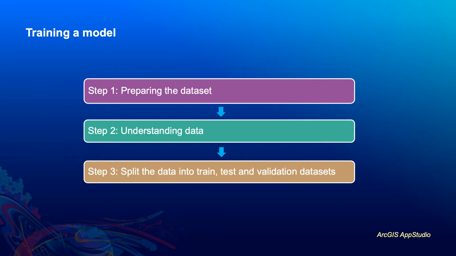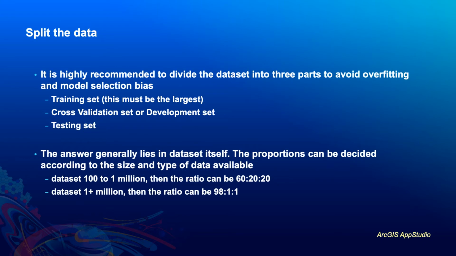Split the data into train, test, and validation datasets. It is recommended to divide the dataset into 3 parts to avoid overfitting the model. Ideally, we split them into training set, cross-validation set, also known as the dev set, and testing set.